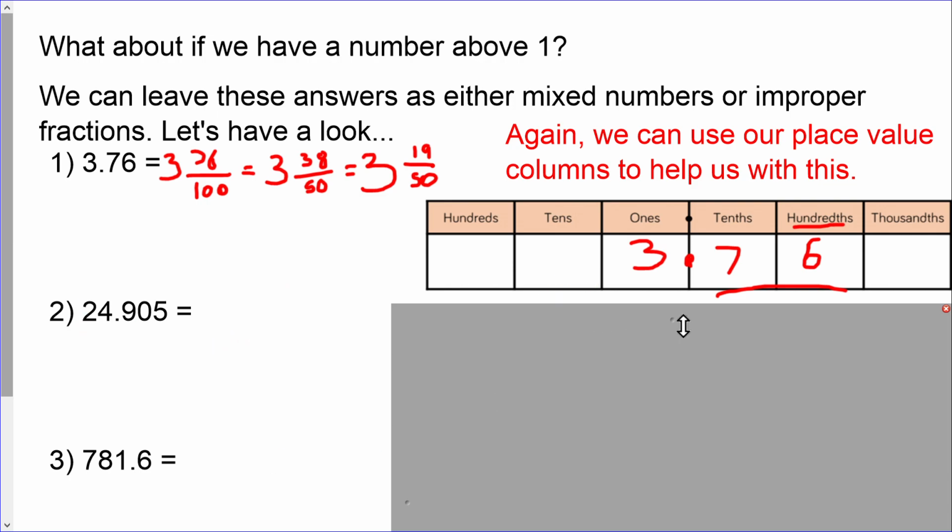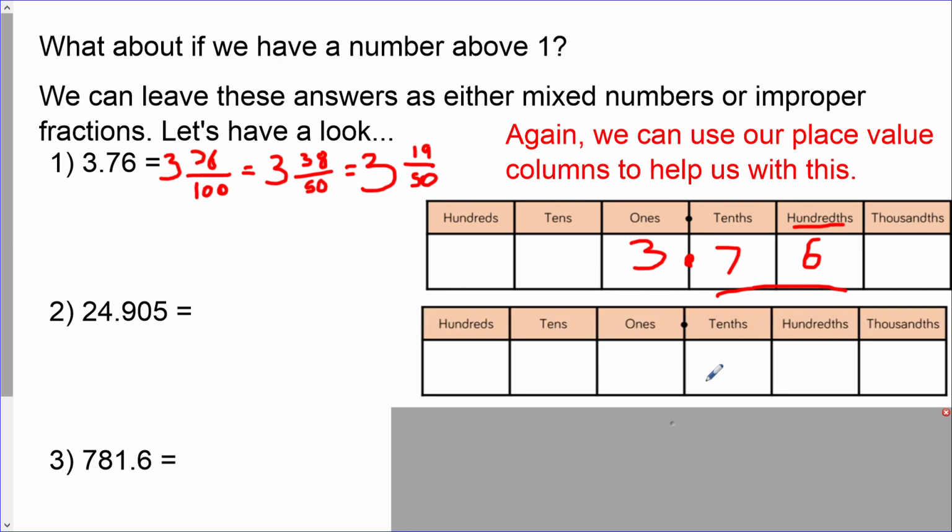Let's look at number 2 then. Again, we're going to use a place value chart. Again, we have to remember where our decimal point goes. And again then we just line it up. We can see we have 24 wholes before the decimal point, and then we have 905, or 0.905, after the decimal point.